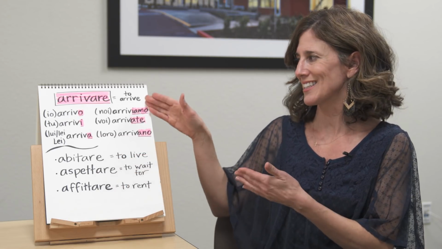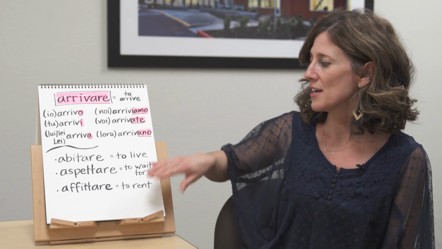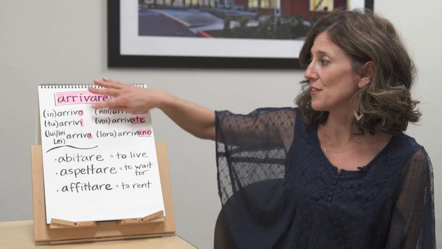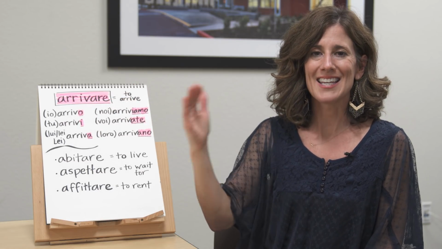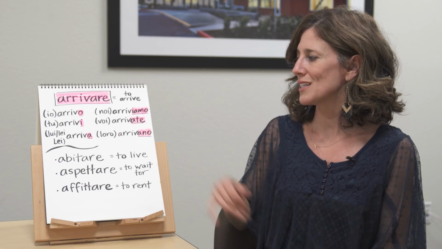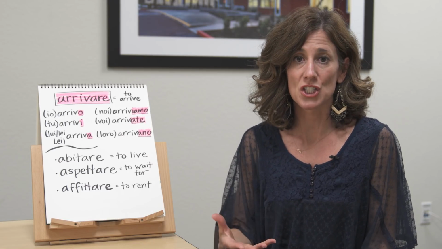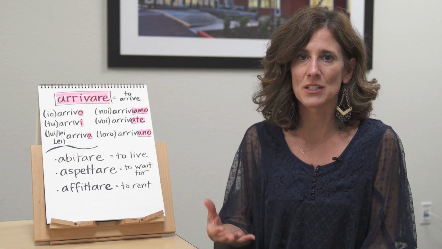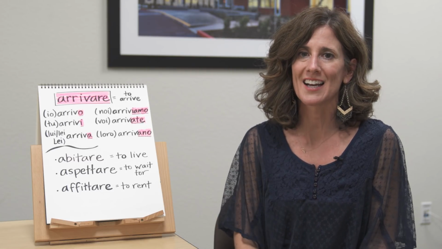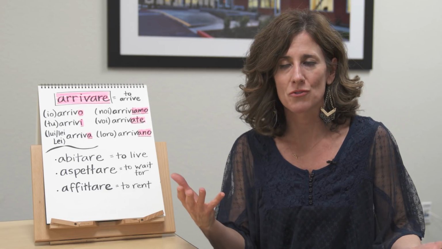So these verbs aren't conjugated in the book, like I said, but they are regular, and so they're conjugated in the exact same way as arrivare, meaning you get rid of the ending, and then you replace it with this formulaic ending: o, i, a, amo, ate, ano. The first one is abitare, it means to live. The second one, aspettare, it means to wait for. You're probably going to be waiting a lot while you're traveling. That's just part of traveling, right?